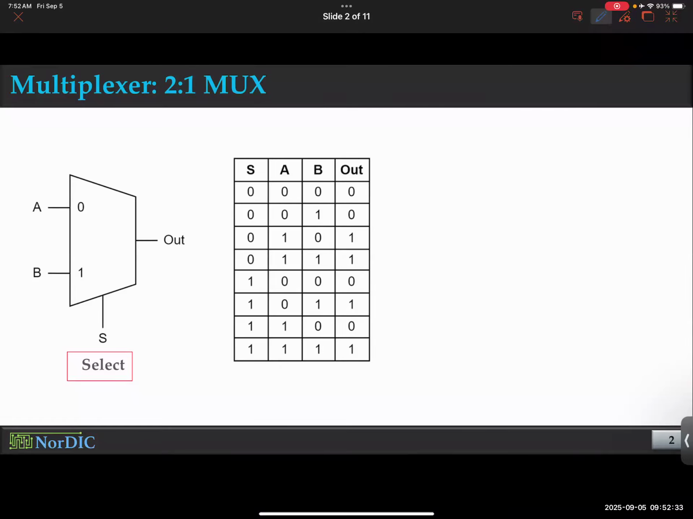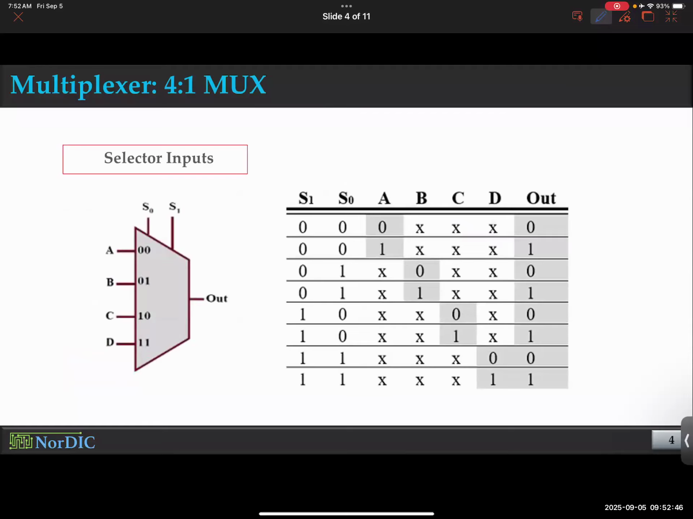Okay, now this is the 2:1 mux. Oftentimes it's also mentioned as 2x1. It's all the same, basically the way you represent it. Okay, all right. So let's move to the next one.